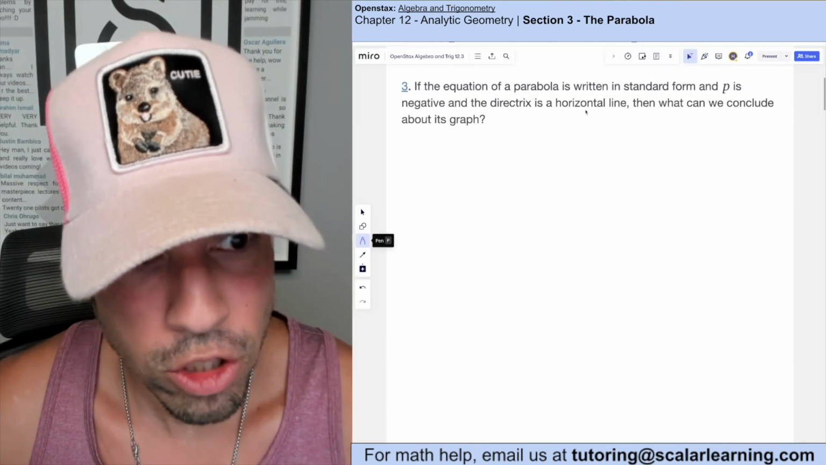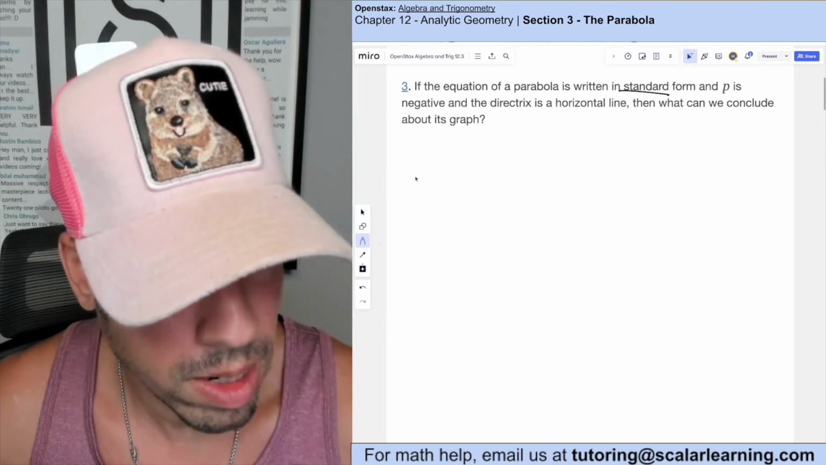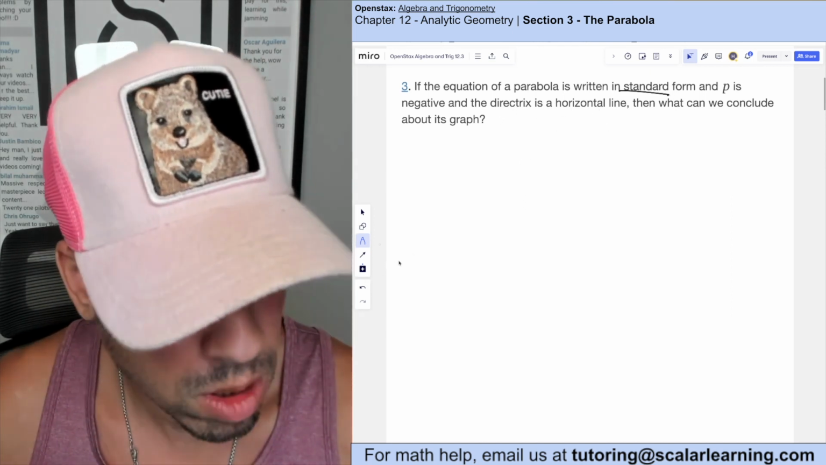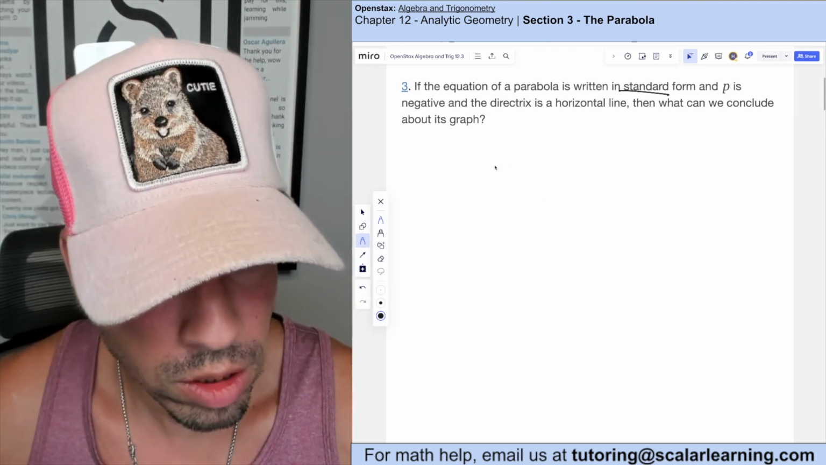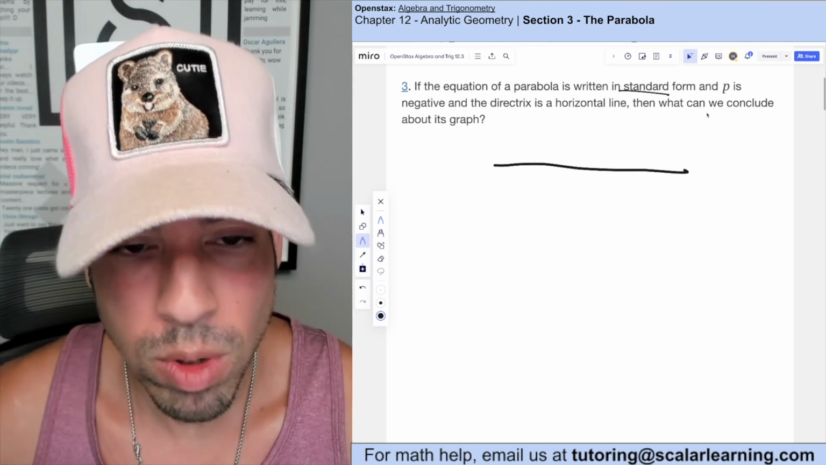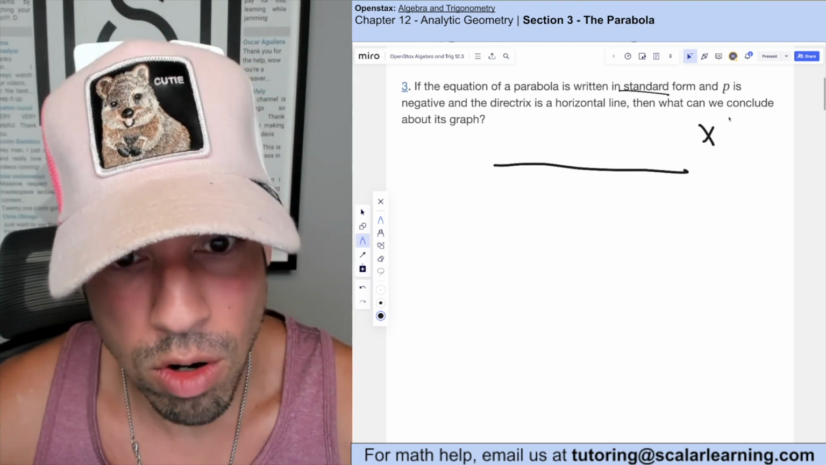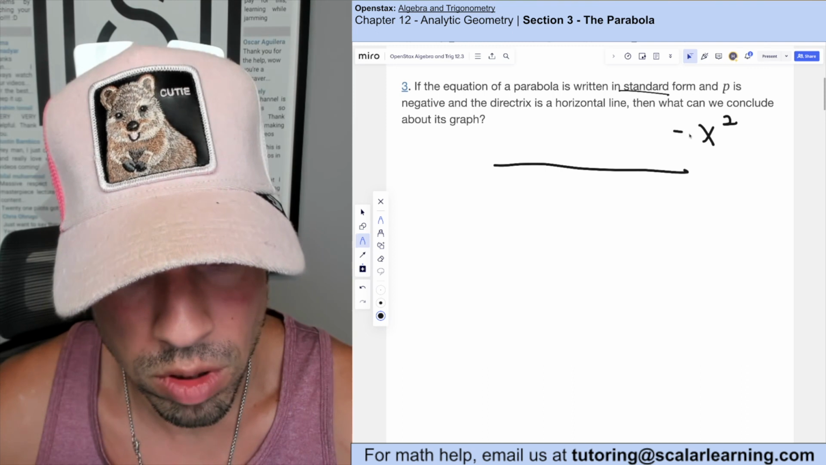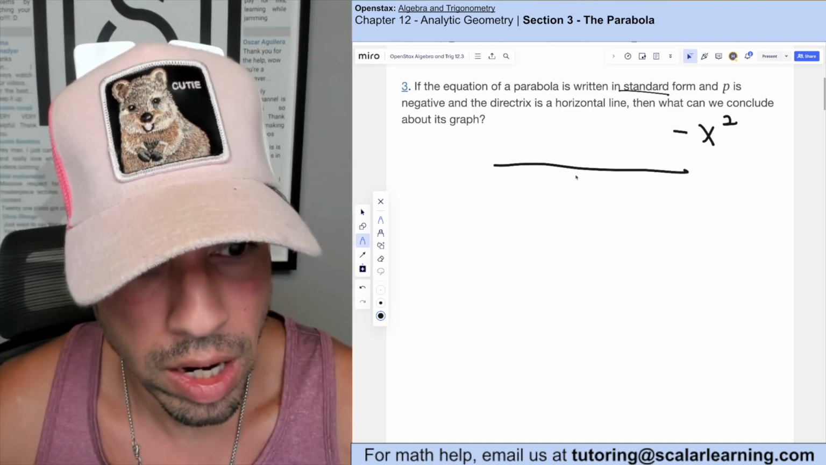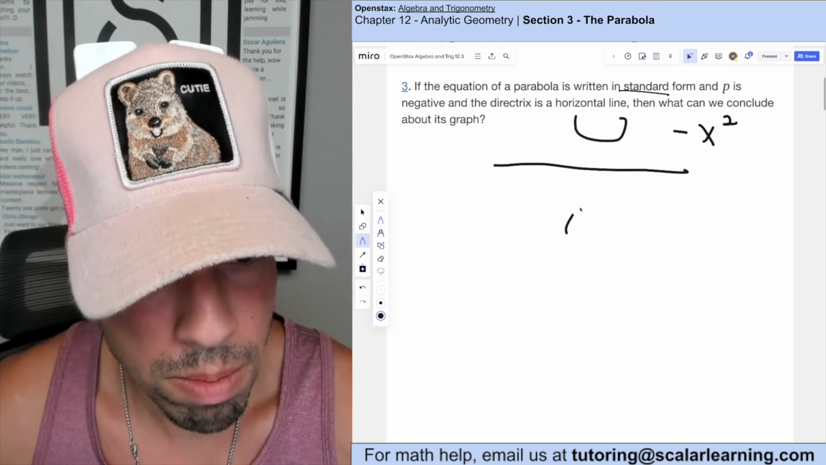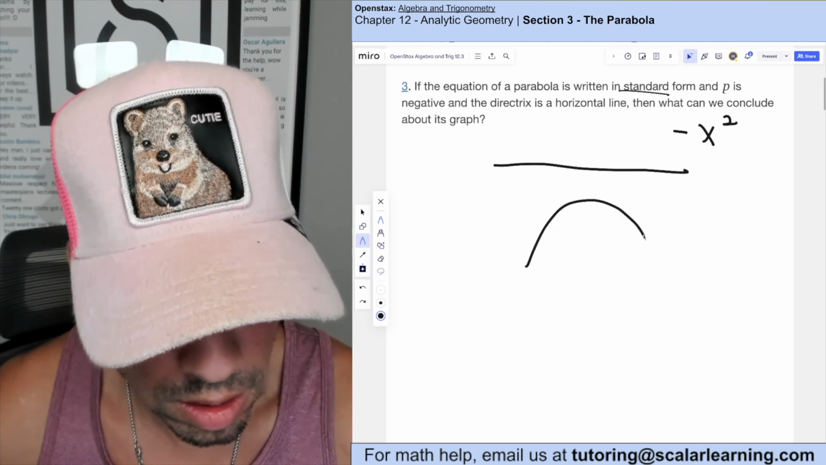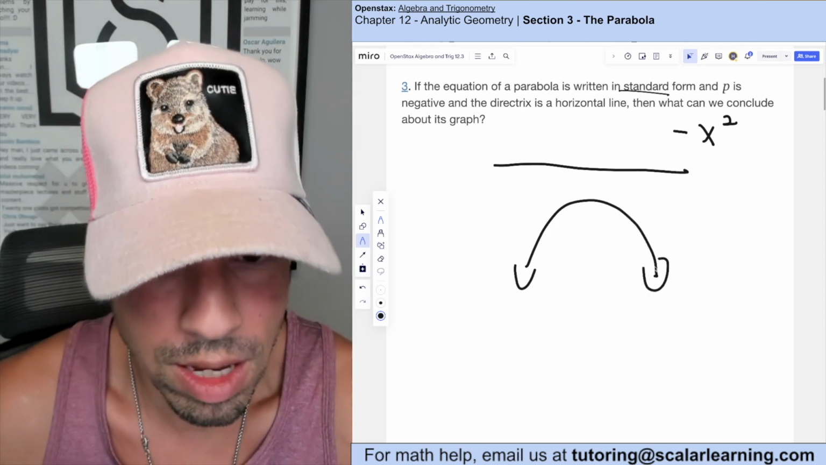Done. If the equation of a parabola is written in standard form and p is negative and the directrix is a horizontal line, then what can we conclude about its graph? If the directrix is a horizontal line like this and p is negative, what that means is my leading coefficient for the x squared is going to be negative. Then the directrix going this way is either going to go up or down, but because we have that leading negative coefficient, it's going down like this. So the parabola opens down.